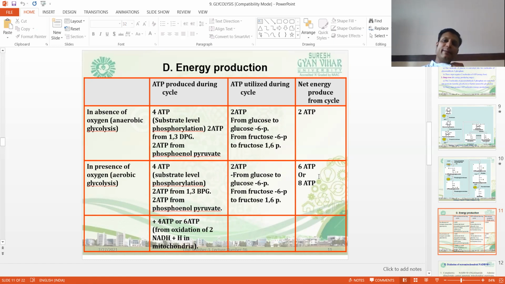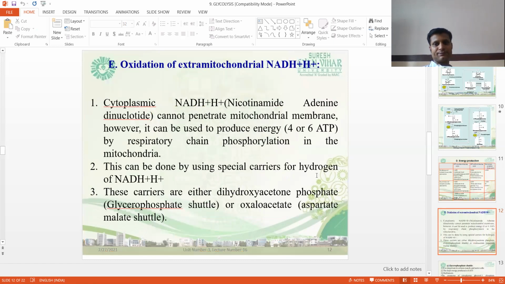So 6 to 8 ATP will be coming out from your anaerobic glycolysis. Then coming to the oxidation, how the NAD plus and H plus ions give energy. We know that glycolysis occurs in the cytoplasm, and this intermediate NADH and H plus come out. This is nothing but nicotinamide adenine dinucleotide.